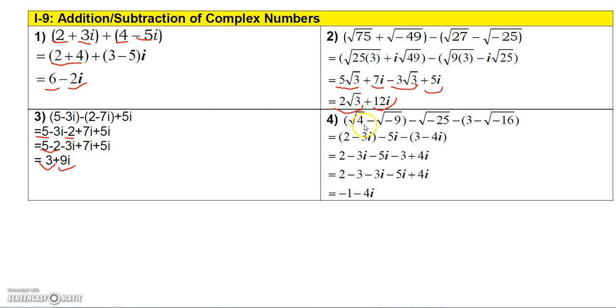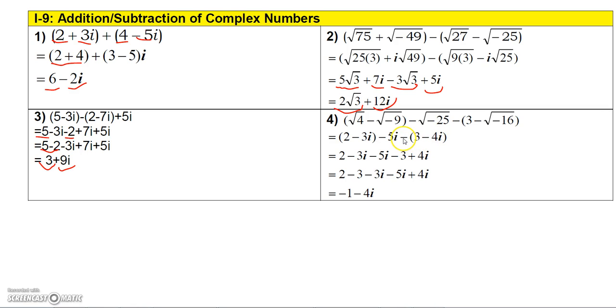Okay, now here, again I need to simplify the radical. Here the square root of 4 is 2. And we know that by now we can do this in one step. The square root of negative 9 would just be 3i. And then here I have minus the square root of negative 25, which would be just minus 5i. And then in the parentheses here, I just have 3, and the square root of negative 16 would be 4i, so that'd be 3 minus 4i.